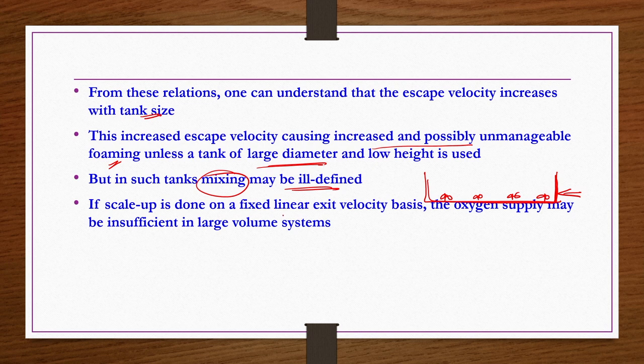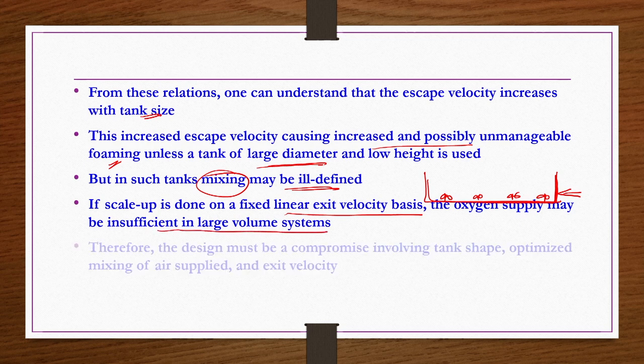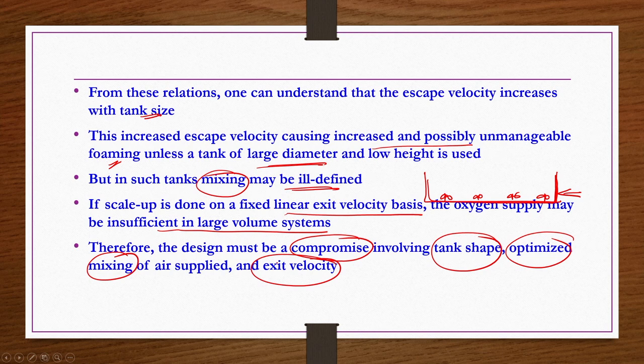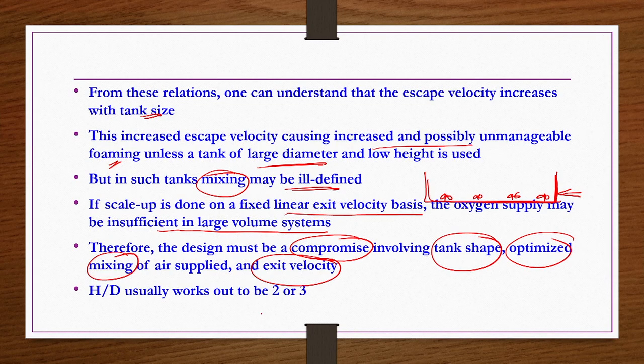If scale-up is done on a fixed linear exit velocity basis, then oxygen supply may be insufficient in large volume systems. Okay? So the design must be a compromise involving tank shape, optimized mixing of the air supplied, and exit velocity. You have to consider all of them and make the compromise that is best suited for you to run the plant economically. H by D usually works out to be 2 to 3, or the height has to be 2 to 3 times the diameter of the tank. Such a tank is better for fermentation processes.